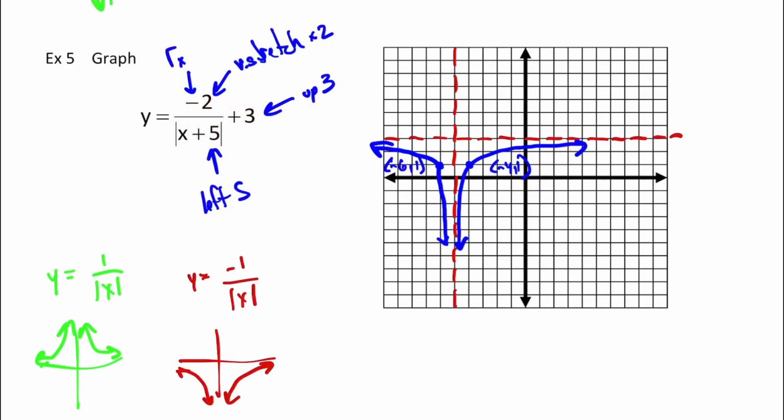That one checks. Now let's plug in a negative 6. Negative 6 plus 5 is negative 1. Absolute value of negative 1 is positive 1. Negative 2 over 1 is negative 2. Plus 3 is positive 1. And that's what that one is. That checks. So now I'm 100% confident I did this correctly, showed all the work, identified the transformations, and made my sketch.